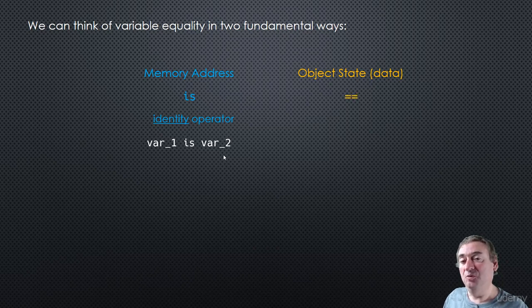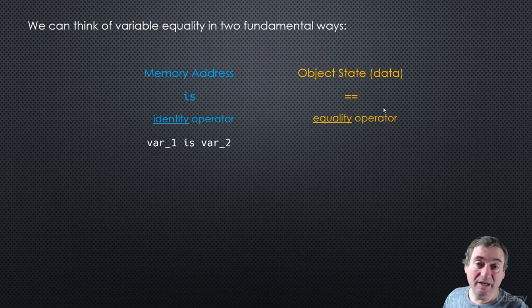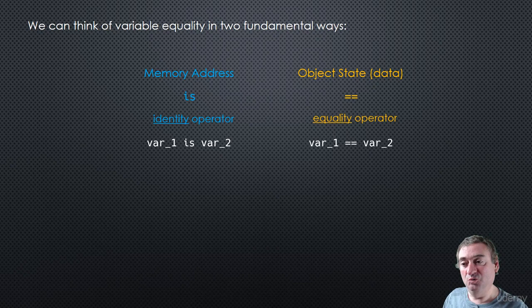On the other hand, if we want to compare the internal states of the objects, we use the equality operator, which is the double equal sign. Now, be careful, it is not a single equal sign. A single equal sign is an assignment operator. The double equal sign is the equality operator, which will compare the internal state, the data of the two variables. So you would say val1 == val2. That will tell you whether the contents of val1 and val2 are equal.